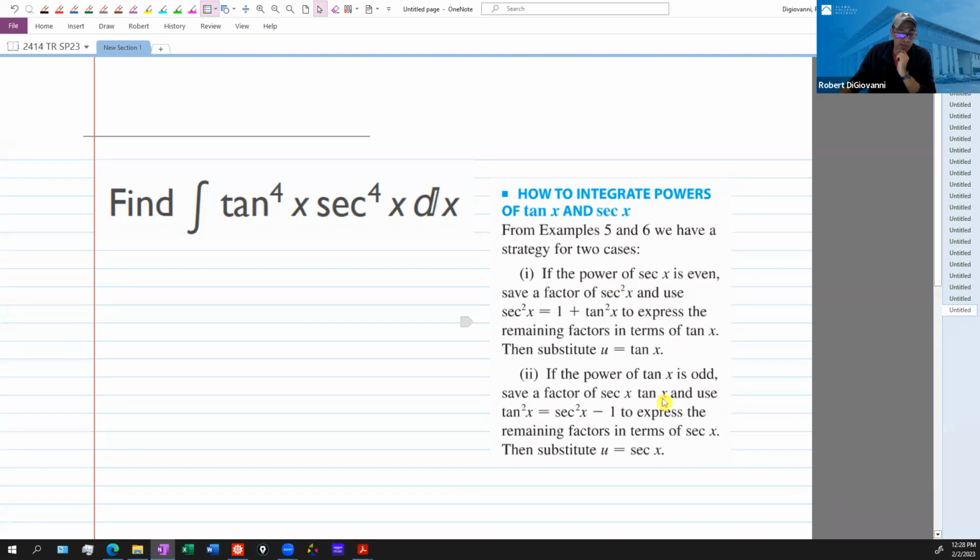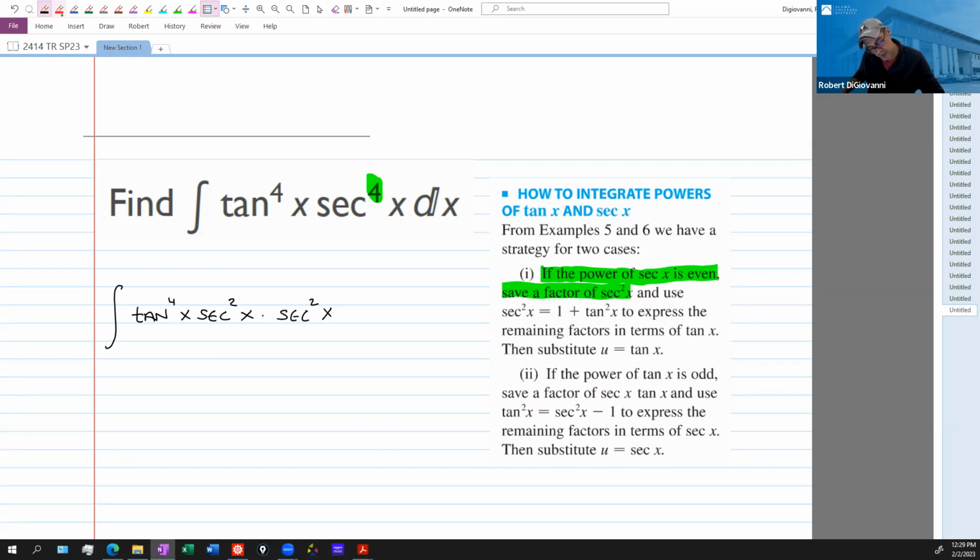So here's an integral that involves tangent and secant. And let's just follow through with this procedure. If the power of secant is even, that's what we have here, right? We have an even power on secant. Then what we're going to do is peel off not one secant, but two of them. We're going to peel off a secant squared. That's what this next thing says. If I peel off a secant squared, then that should leave me with a secant squared as well, right? Because it was secant to the 4th.